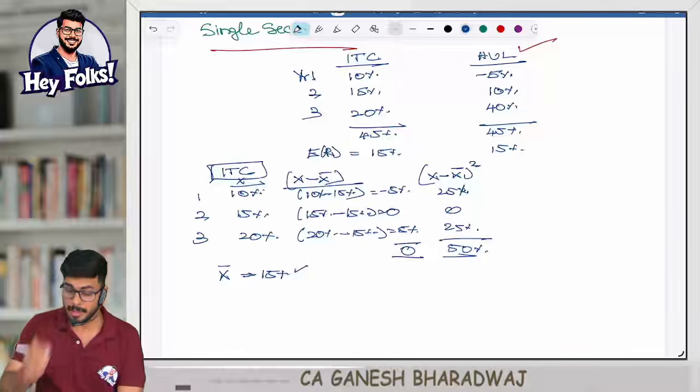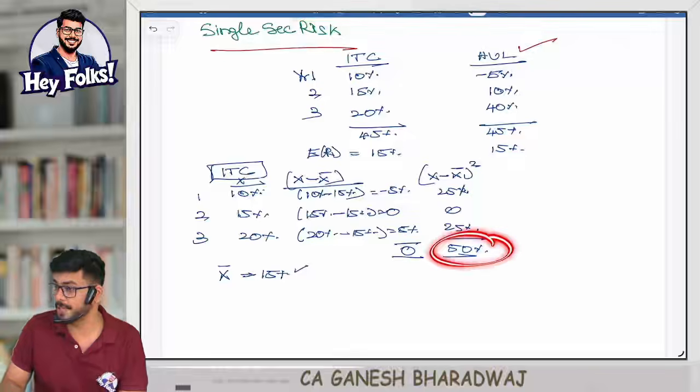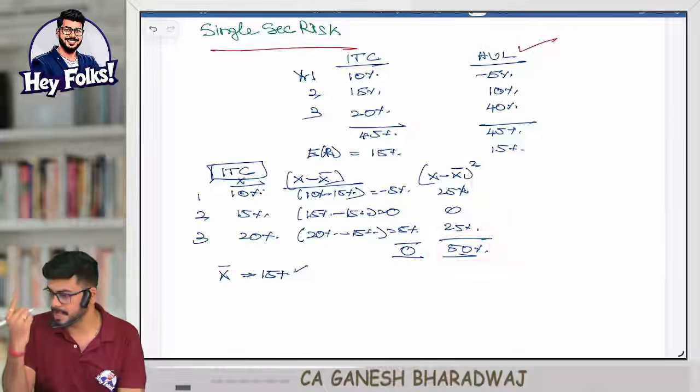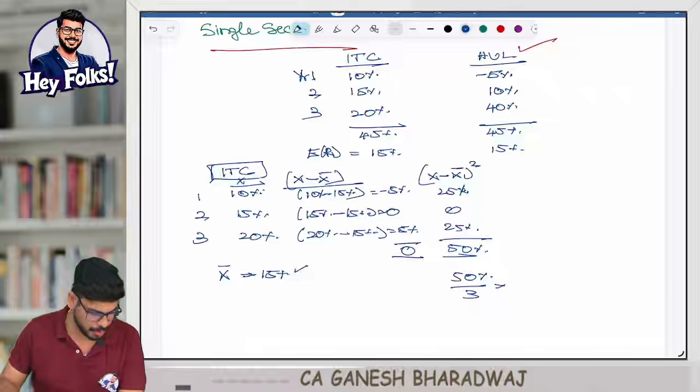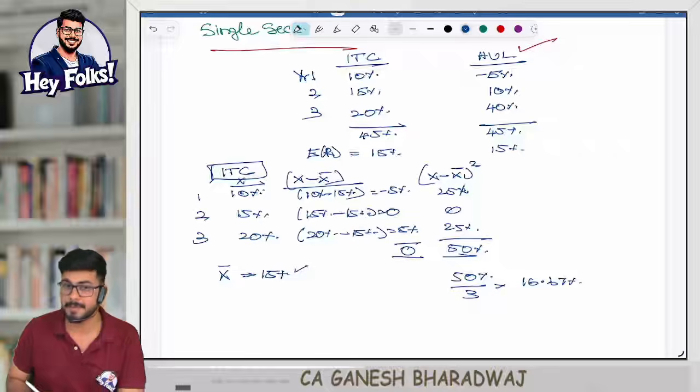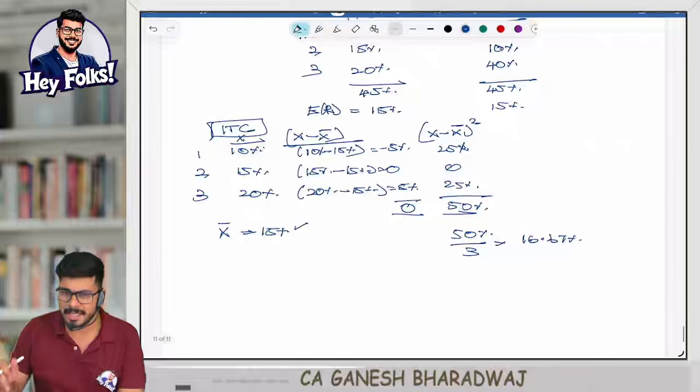Add it up, you get 50%. Now this 50 is for the sum total of 3 years. On an average, how much is this? Can I say it's going to be 50% divided by 3? How much is it, guys? 50 by 3, come on, do it. You get 16.67%.